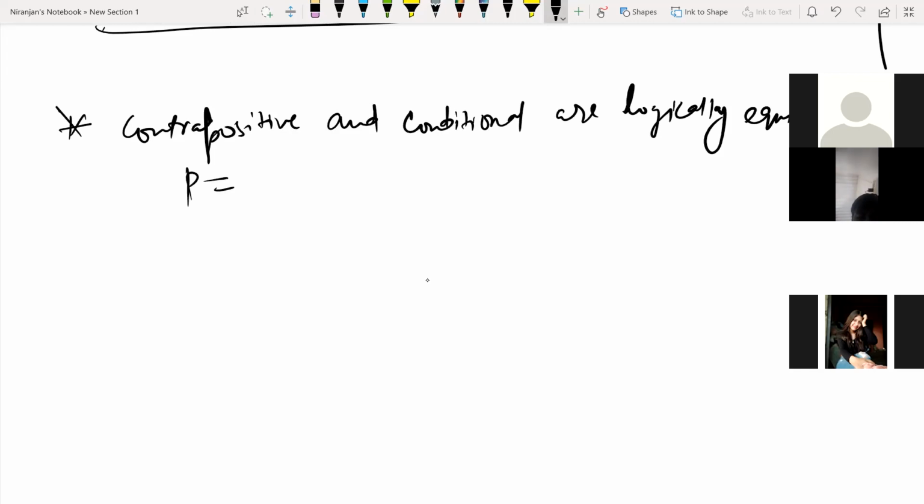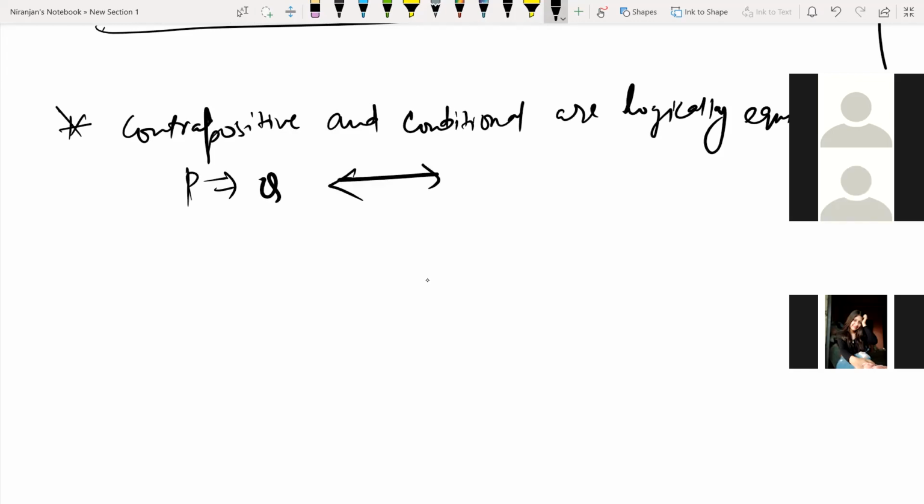So if you have P implies Q, what is the contrapositive? The contrapositive is negation of Q implies negation of P. That's the contrapositive, and these two are logically equivalent. So when you make the truth table of this one, you will get the same truth table as this one. And you can do that. It's not a big deal.